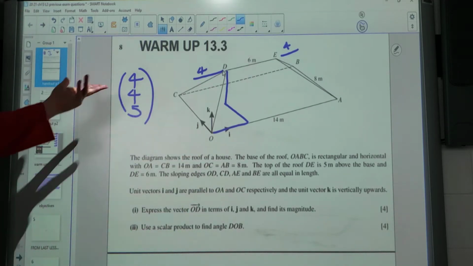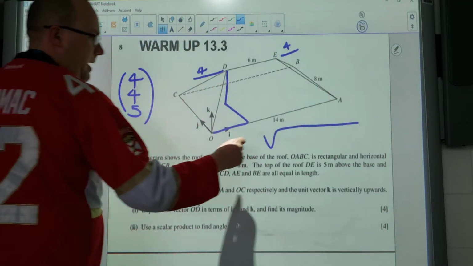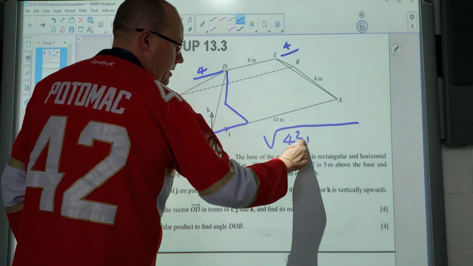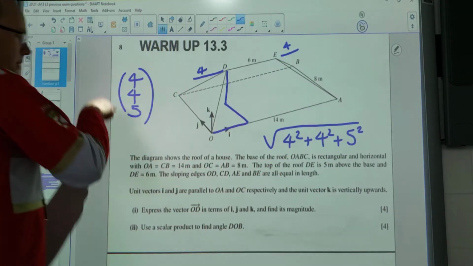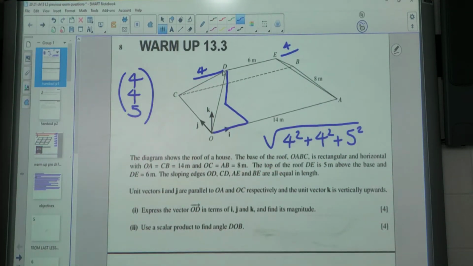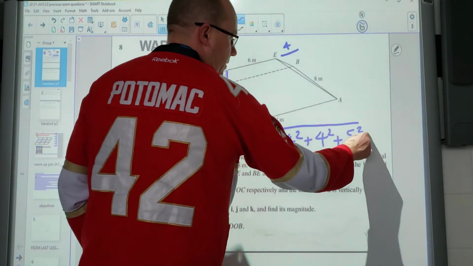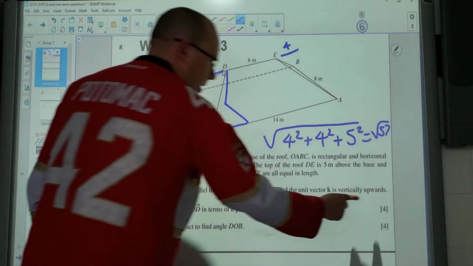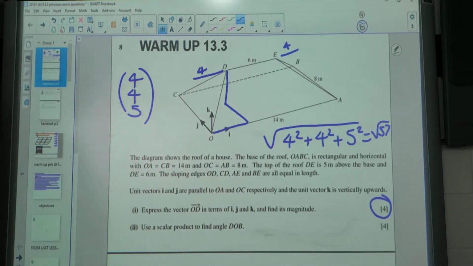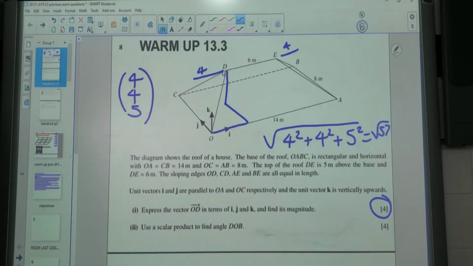From last lesson, to find the magnitude of a 3-dimensional vector, we just use 3-dimensional Pythagoras. So 4 squared plus 4 squared plus 5 squared. I square each of the components and then add them together. So 16, 16, and 25, which when I add them together gives me 57, and that's actually my first 4 points on this question. Use a scalar product to find the angle DOB.